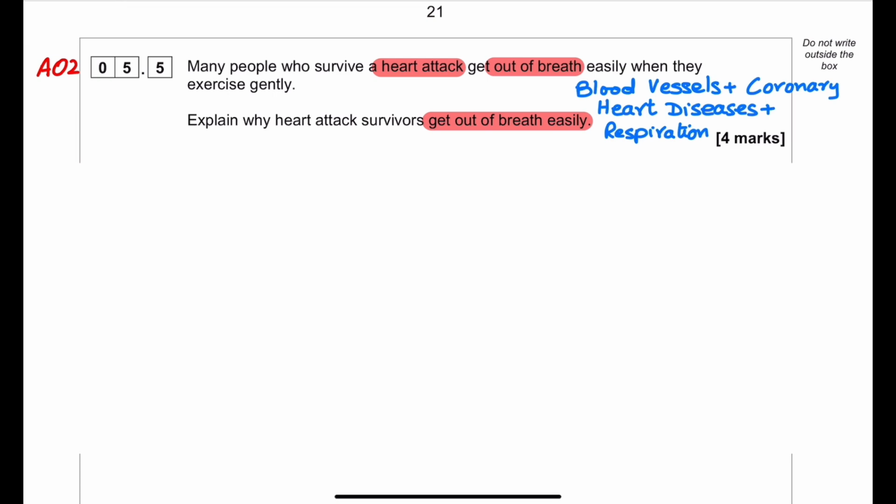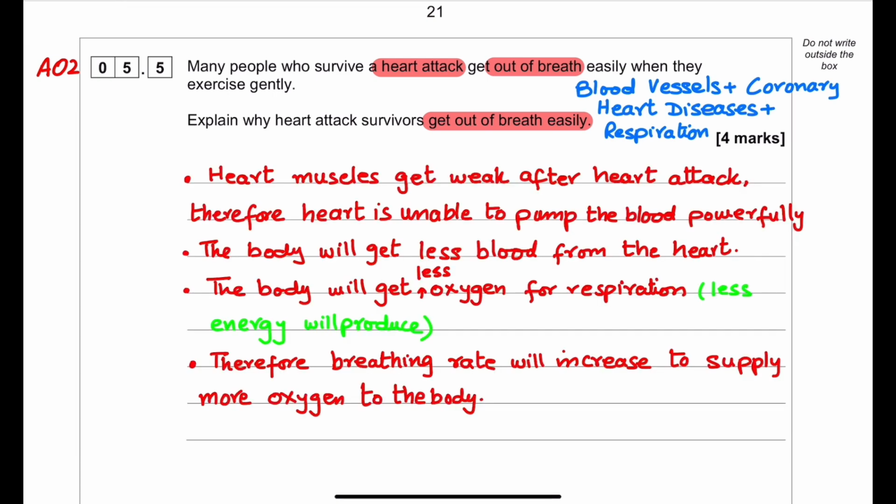Let's see the model answer. The model answer is the heart muscles get weak after heart attack. Therefore, heart is unable to pump the blood properly throughout the body. The body will get less blood from the heart. The body will get less oxygen for respiration. Less oxygen means less energy supply is there. Therefore, breathing rate will increase to supply more oxygen to the body.